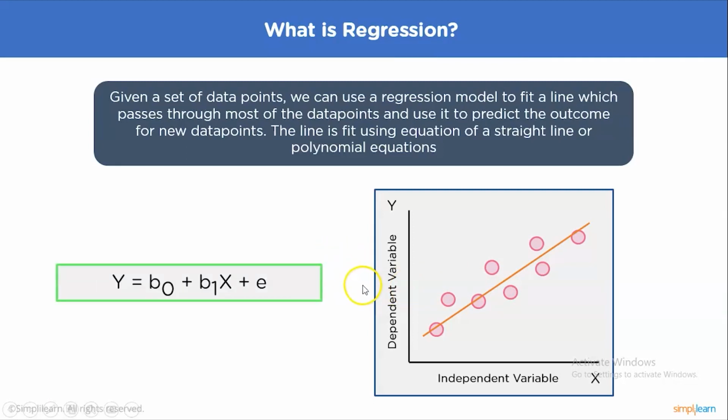The equation of a straight line is given as y = b0 + b1x + e, where b0 is a constant given by the y-intercept of our line, or basically where the line intersects the y-axis. b1 is the slope of our line and x is the point for which we want to find the output. e in this case is nothing but an error correcting term. So this is basically how regression works, and this is how prediction takes place in our regression model.